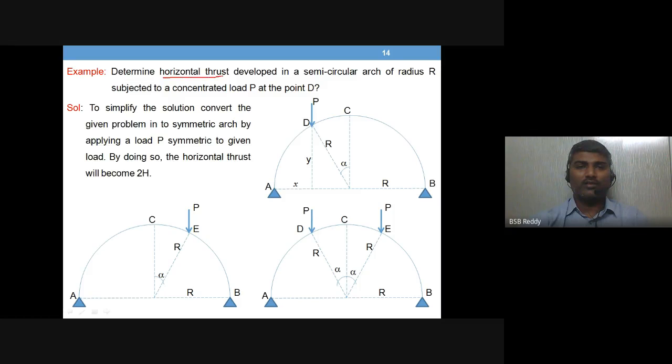Determine the horizontal thrust developed in a semicircular arch of radius r subjected to a concentrated load P at the point D. We will start solving for H. We will write the formula for H, and then solve the numerator first, then the denominator. The denominator is the same as earlier because it is also a semicircle, so the denominator value will not change. Only the numerator value you should concentrate on.